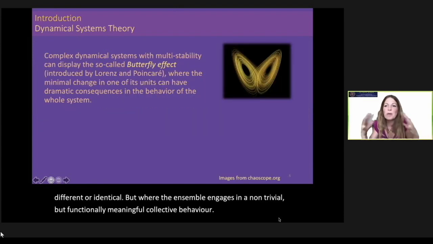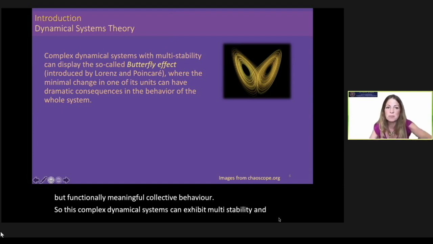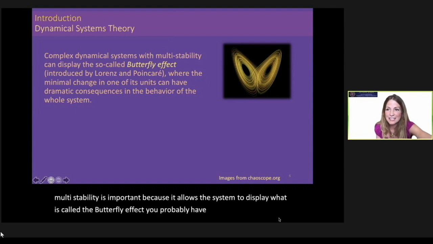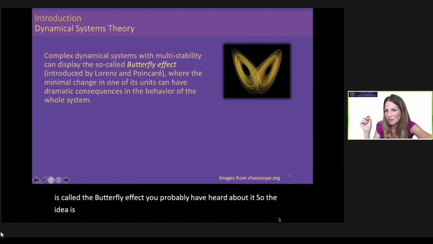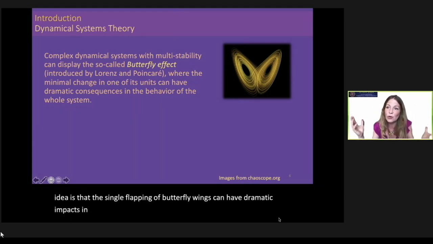So these complex dynamical systems can exhibit multi-stability. And this multi-stability is important because it allows the system to display what is called the butterfly effect. You probably have heard about it. So the idea is that the single flapping of a butterfly's wings can have dramatic impacts on the weather of the whole world.